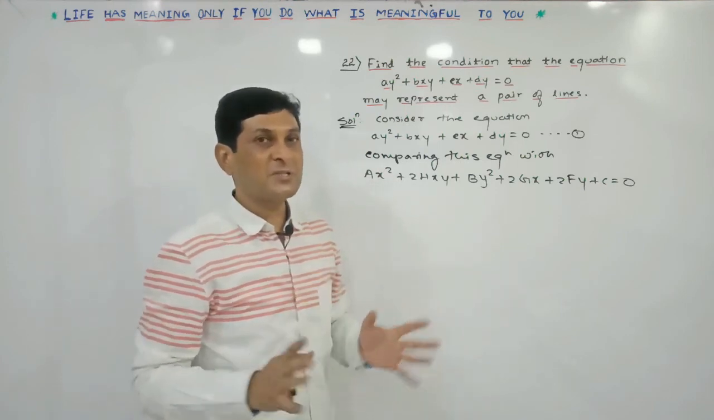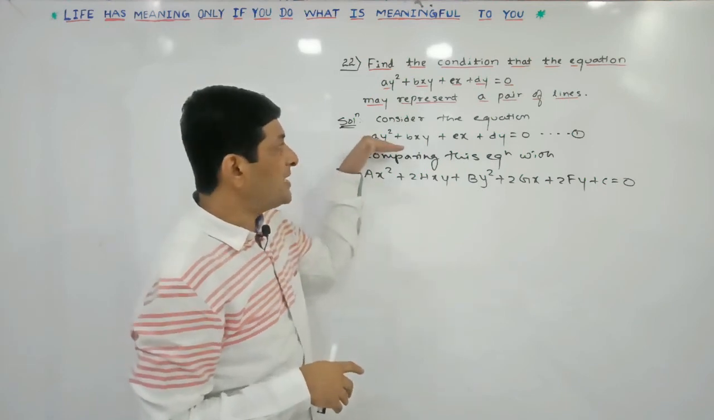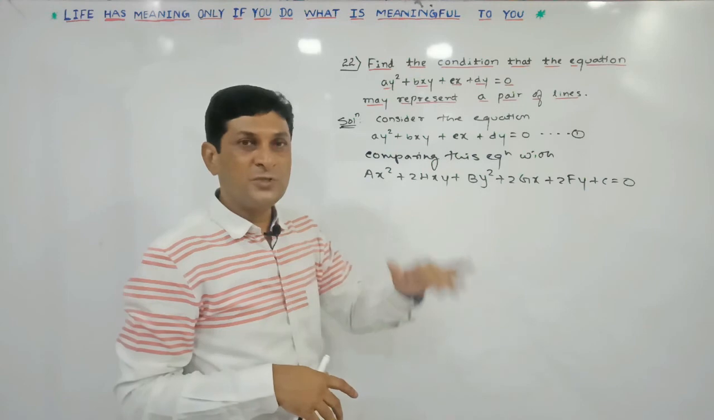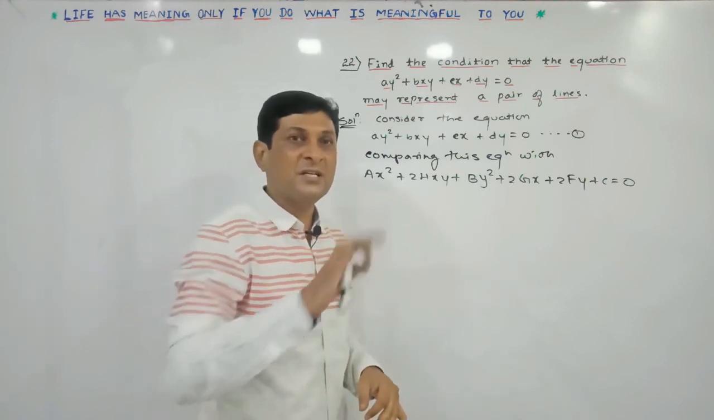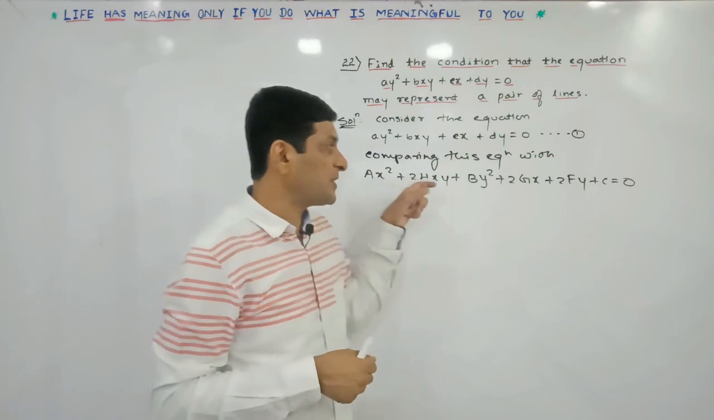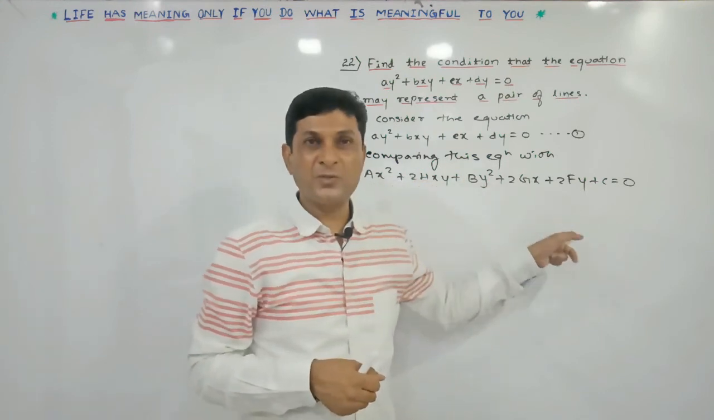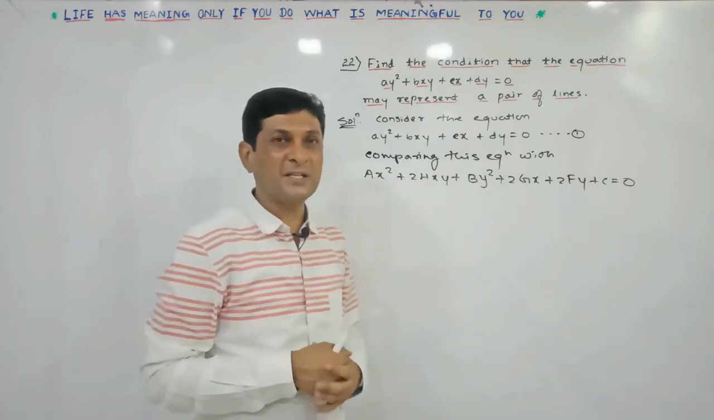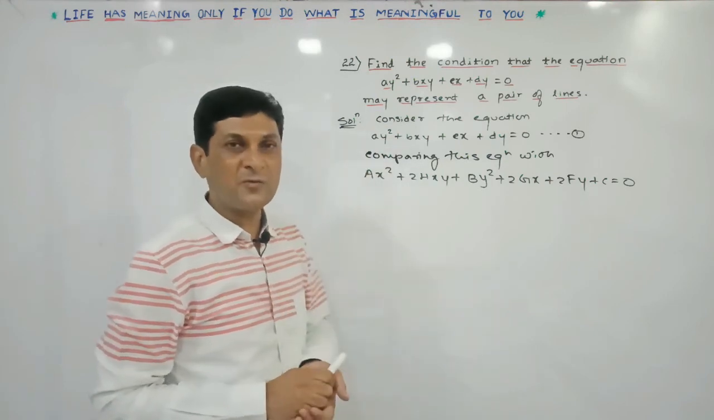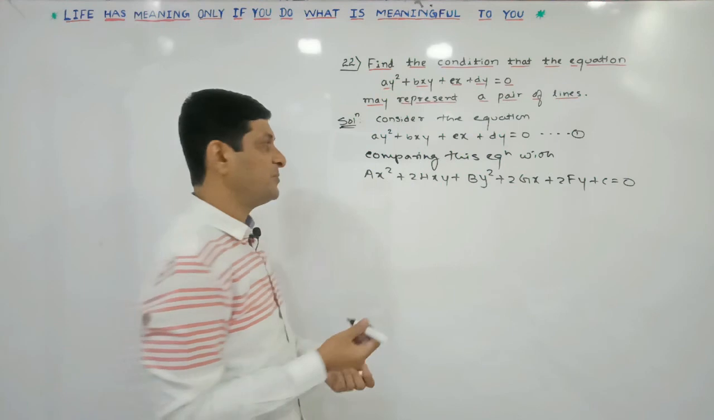So to use our standard result, we are comparing this equation with our standard general equation of second degree in x and y, which is nothing but ax square plus 2hxy plus by square plus 2gx plus 2fy plus c is equal to 0. So comparing these two equations, let us try to find out the values of a, b, c and f, g, h.